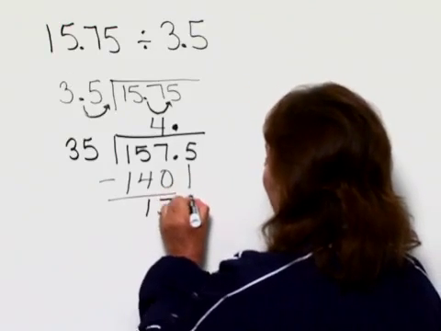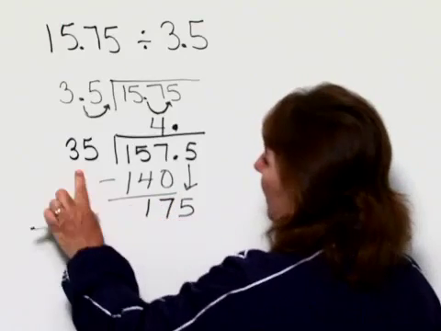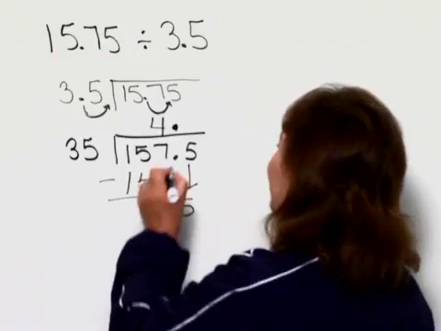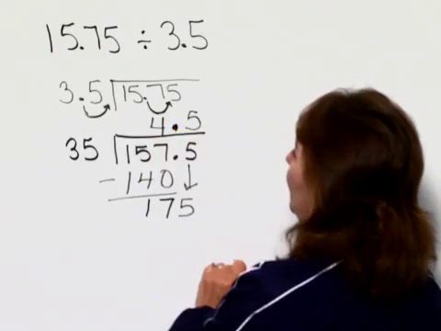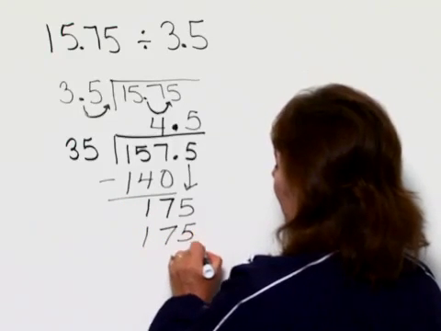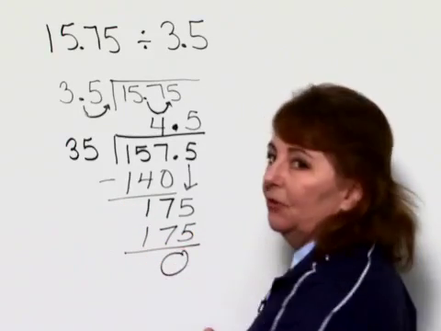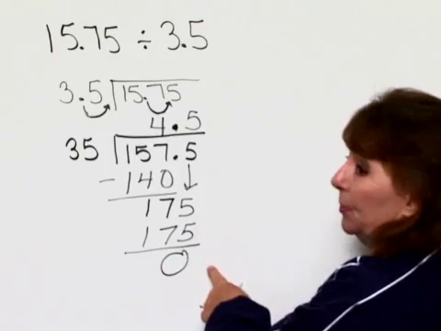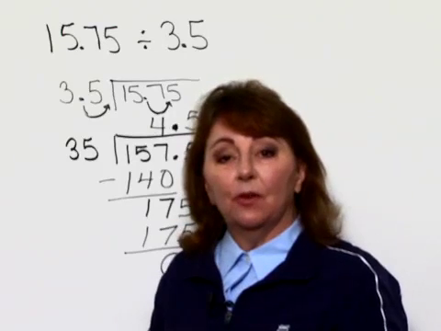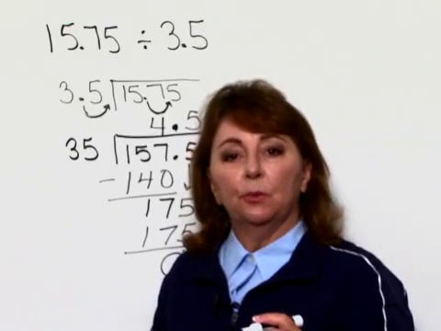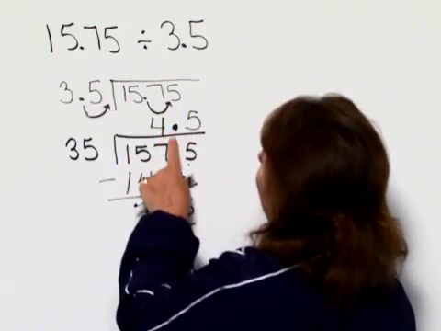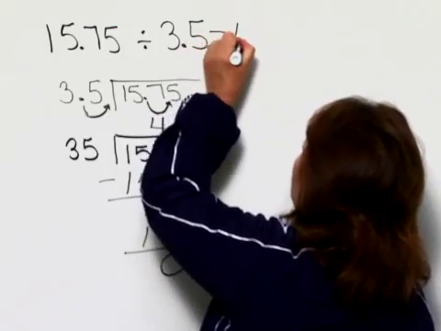Now we bring down the 5. And we have 35 divided into 175. Well, we just saw that 5 times 35 is 175, so we put 5 up here. 5 times 35 is 175. We subtract, we get a 0. There are no more numbers to bring down. And when we subtract 175 from 175, we get a 0. That means we have finished our division. And 15.75 divided by 3.5 equals 4.5.